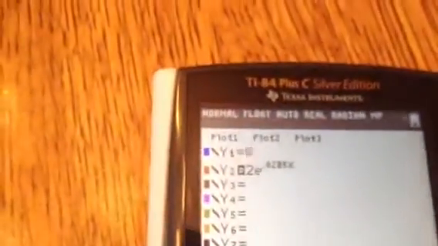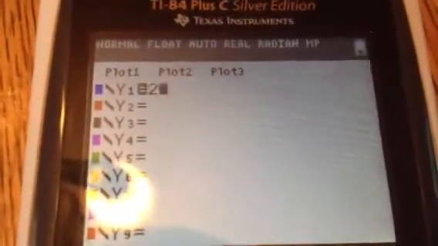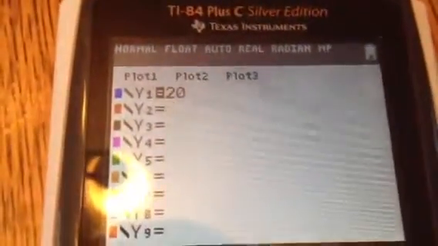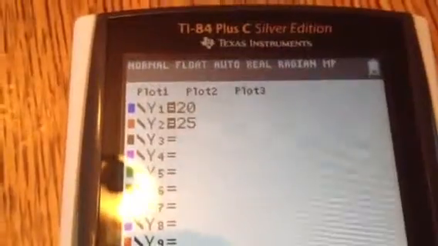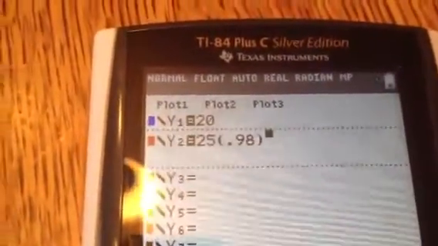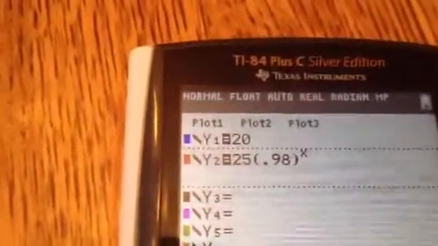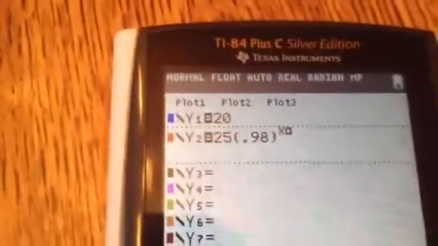So go back to your y equals button, clear out your equations. All right, so here's 20, 25, and parentheses with 0.98 to your x power. And again, starting over, we're going to start with Zoom 6.